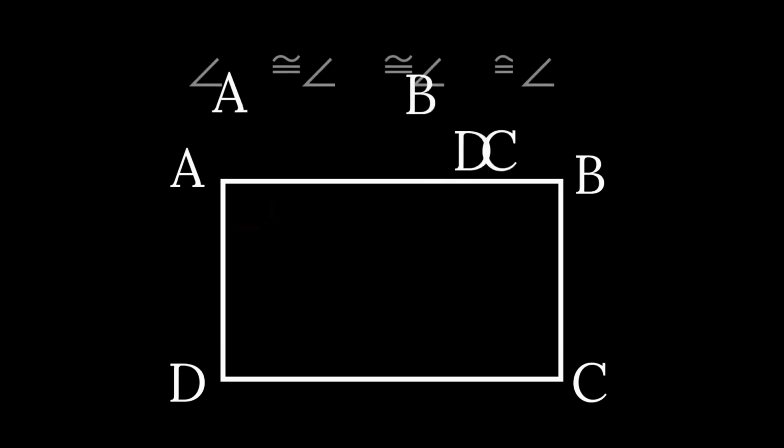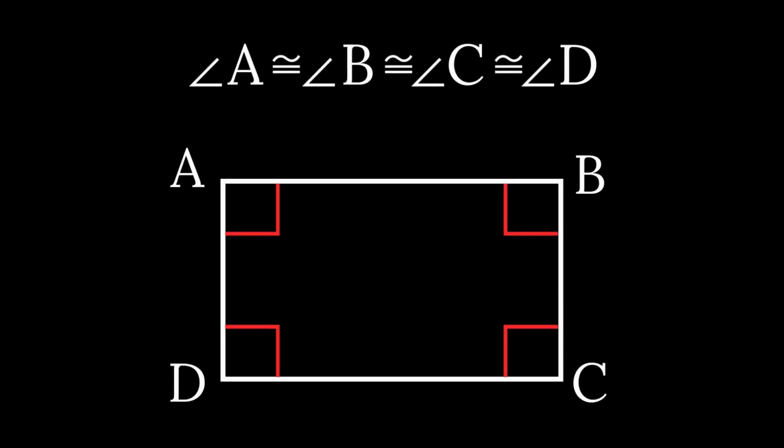Thus, angle A is congruent to angle B is congruent to angle C, and angle C is congruent to angle D. So all of them are congruent to each other, and their measures are equal.